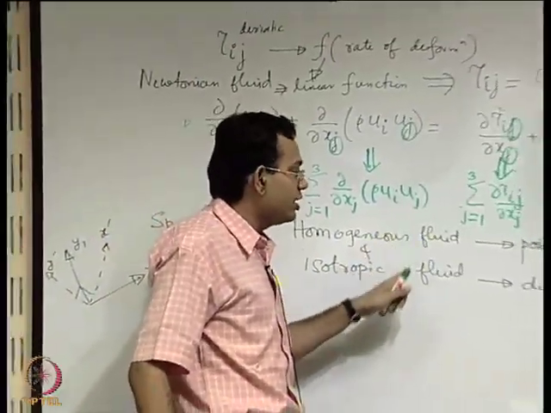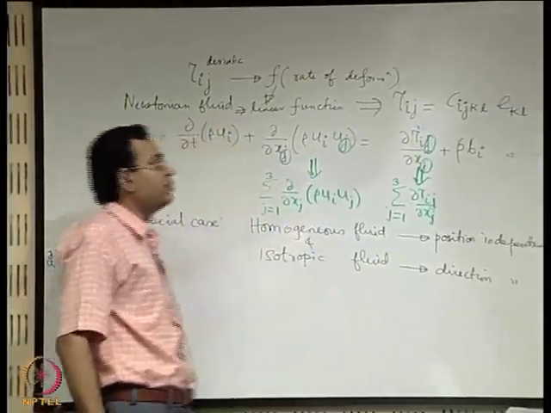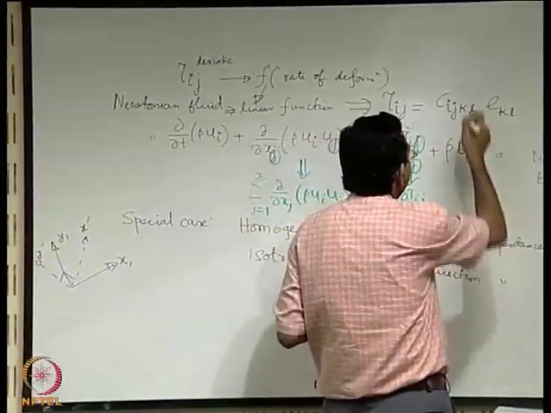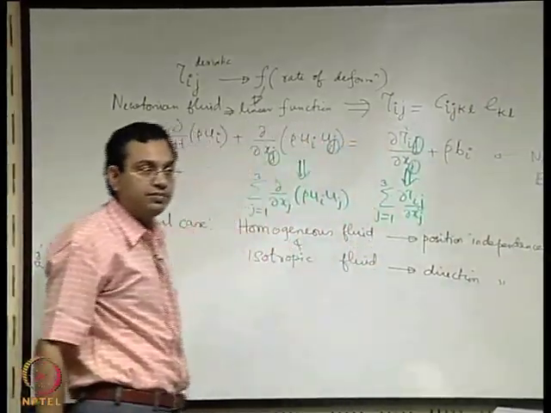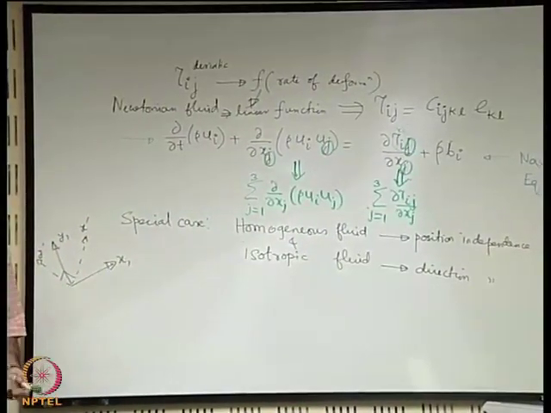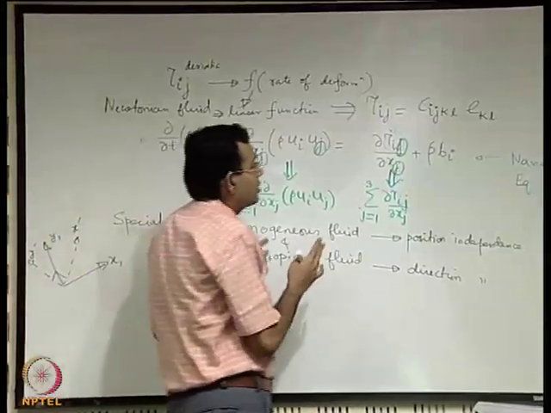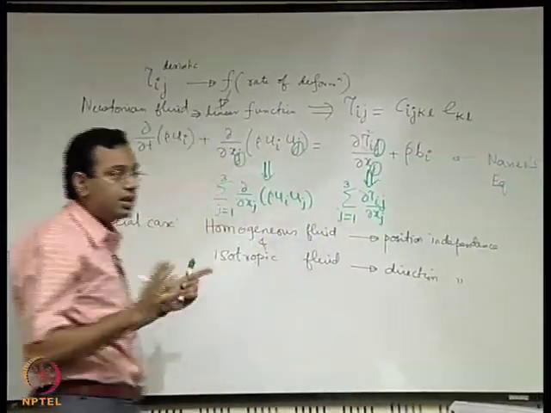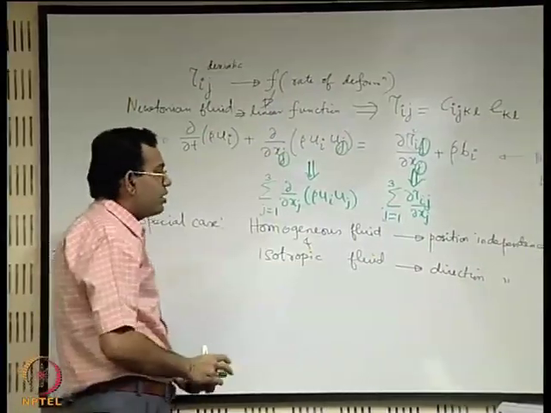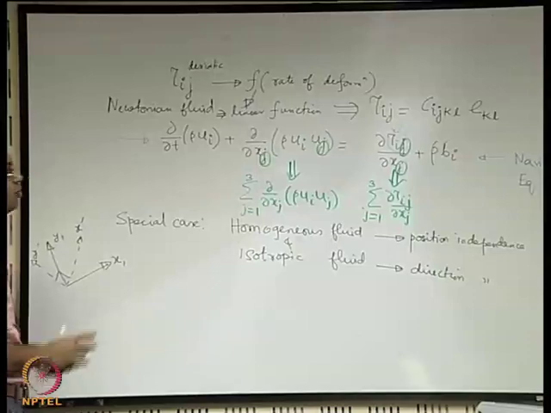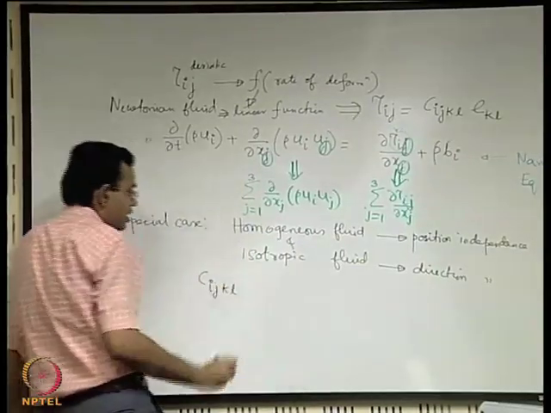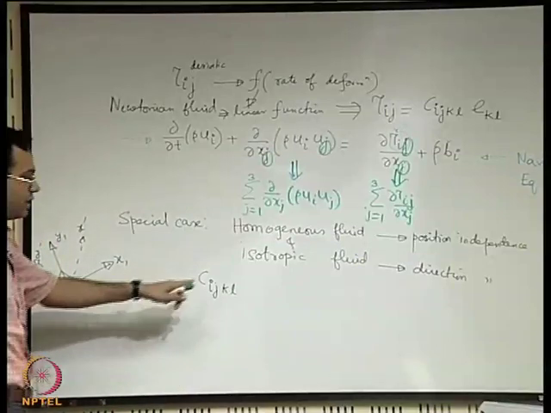So, we are going to think about a homogeneous and isotropic fluid. If you have a homogeneous fluid, the thing that we will immediately conclude is that C_ijkl should be independent of position. Otherwise, if C_ijkl is a function of position, it loses its homogeneity. What would be the consequence of isotropy? That is something which we need to look into in more detail mathematically. So, for isotropy, you have the fourth order tensor C_ijkl.